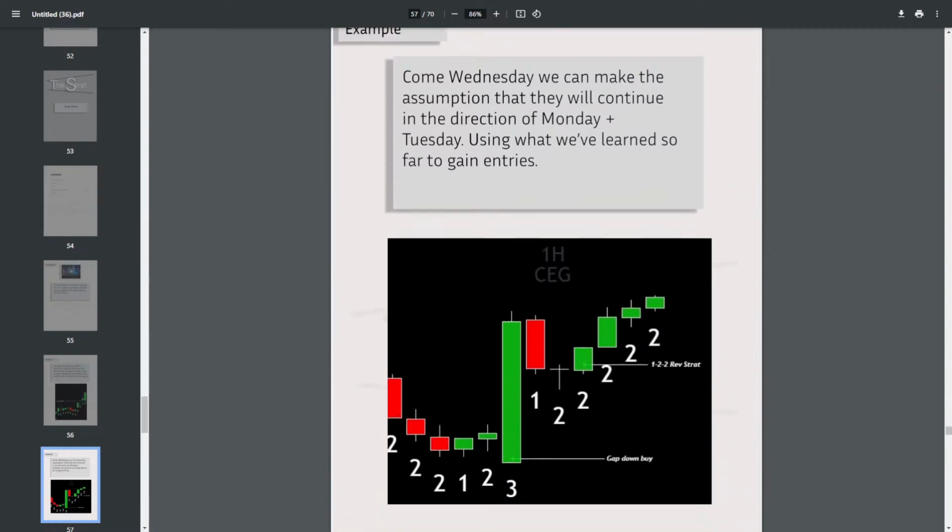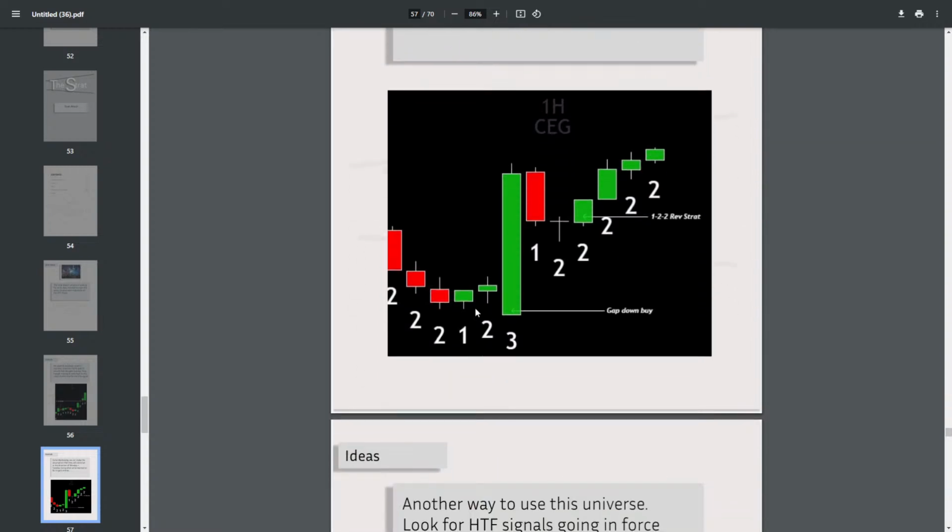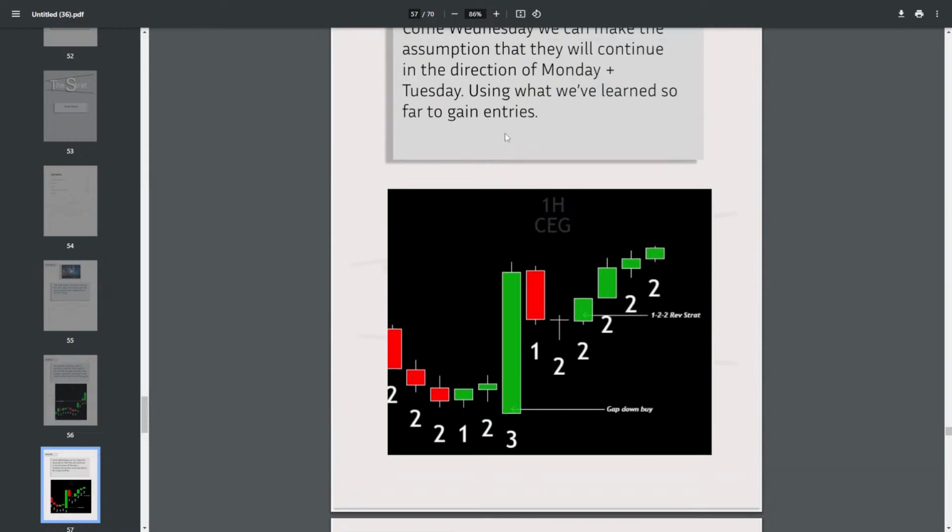So you can see come Wednesday, we can make the assumption they will continue in the direction of Monday and Tuesday. And using what we've learned so far, we can gain entries. So once you know the gapper universe, you can take the gap down buy in here, right when that's green and reclaiming the 2 in here. That's a 2 going 3. You can do that. And then if you're a 30-60 guy, you can then play the 1, 2, 2 hammer rev strat 60 and do that as well.